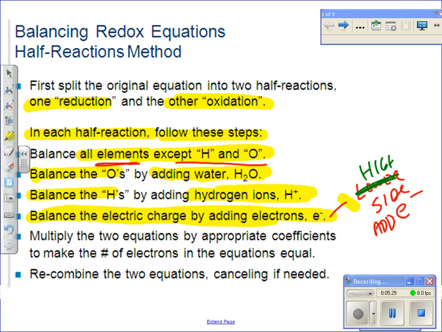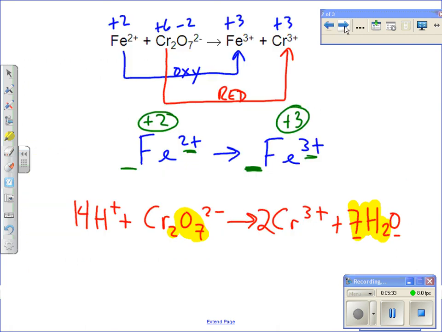Scratch that originally. You add electrons to the side that's higher. So if you look here, 3 plus and 2 plus in this Fe, the right side has a charge of 3 plus. So I add 1 electron. As soon as I add that electron, 1 times the negative charge means this side is now 2 plus and the charge is balanced. So whenever we add electrons, we add them to the higher charge side, not the lower side.